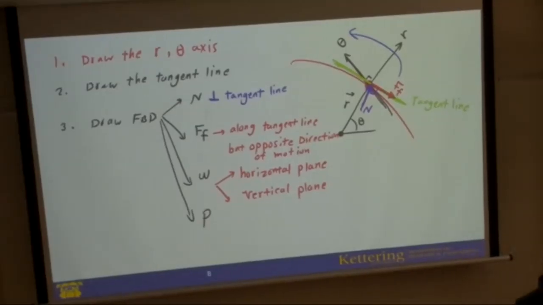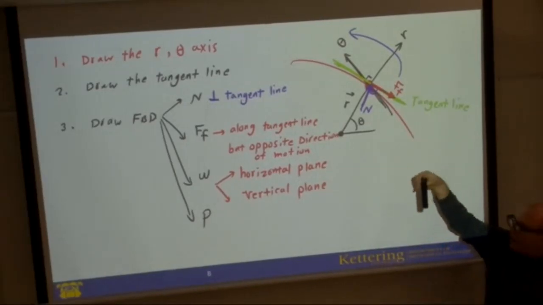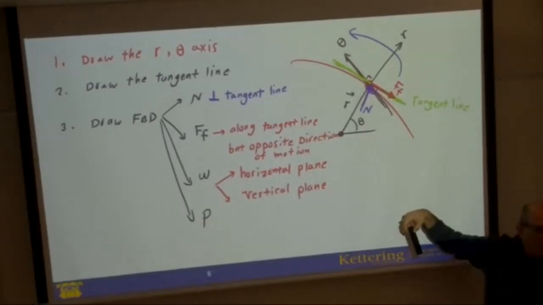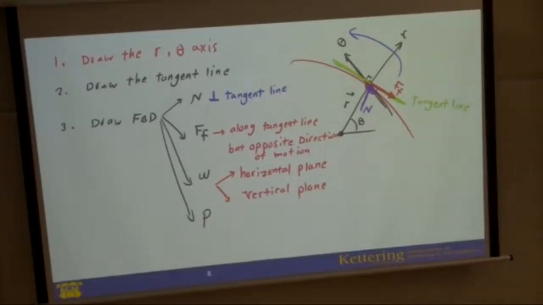Now for the vertical plane, you will see that this will look like this. And if I ask you to draw the weight, you will draw a line in this direction. Means that for the vertical plane, we have the weight, and you just draw a line that looks like this. That's it.